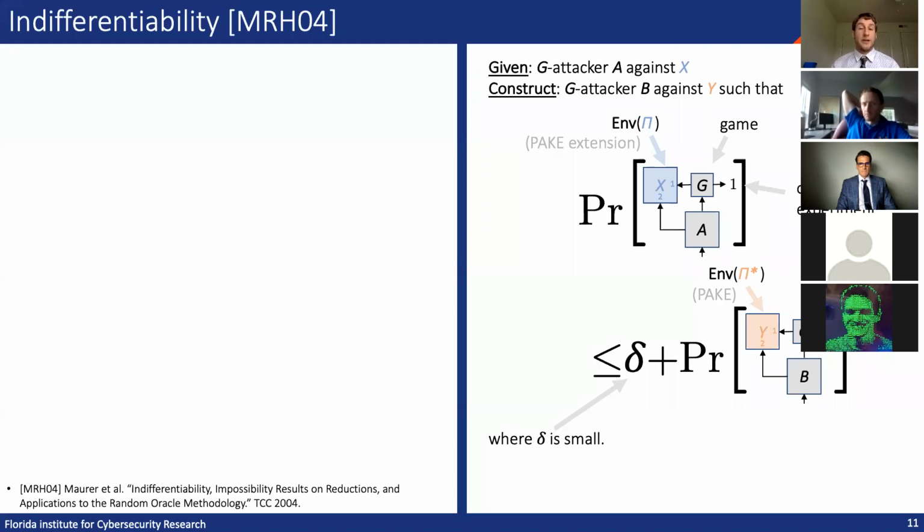So let me now clarify what this means. In particular, what I want to show you is how to use the standard notion of indifferentiability to reason about secure translation. And we're going to find that it has some important limitations that we'll need to overcome.